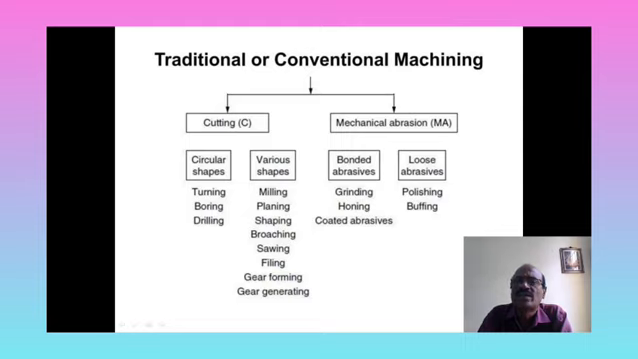Another abrasive method is bonded abrasives and loose abrasives. Bonded abrasives are grinding, honing, and coated abrasives. Loose abrasives are polishing and buffing.